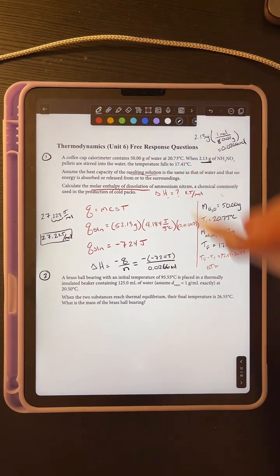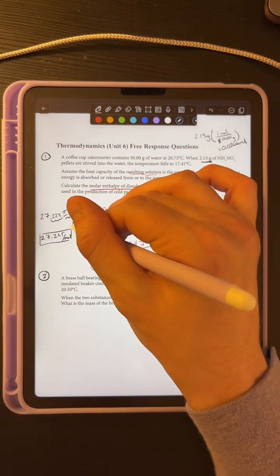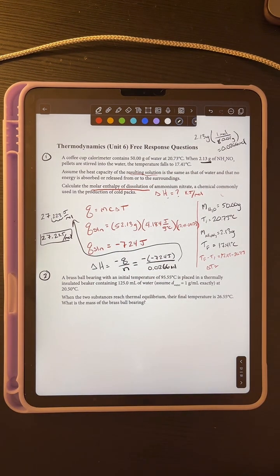Beautiful. Let's go ahead. I'm going to do this just so we can use that.